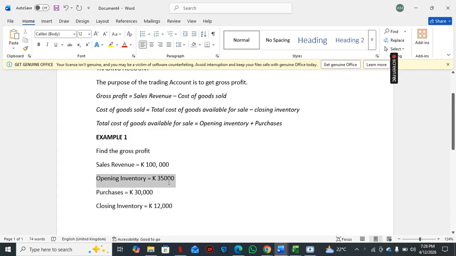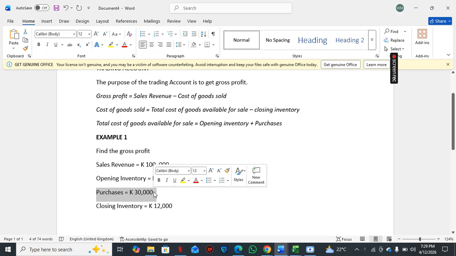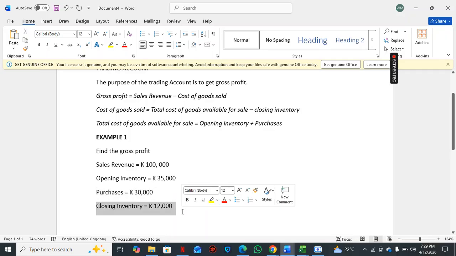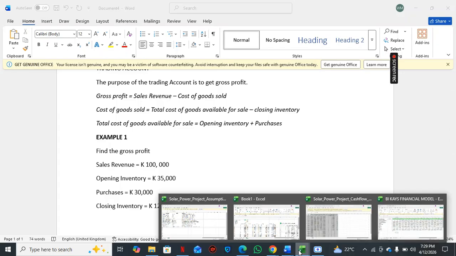Opening inventory: these are the goods you begin with at the beginning of the year. This is the value of these goods. Purchases: these are the goods that you bought and brought in for resale during the year. Then closing inventory, 12,000. These are the goods that you remain with at the end of the year.